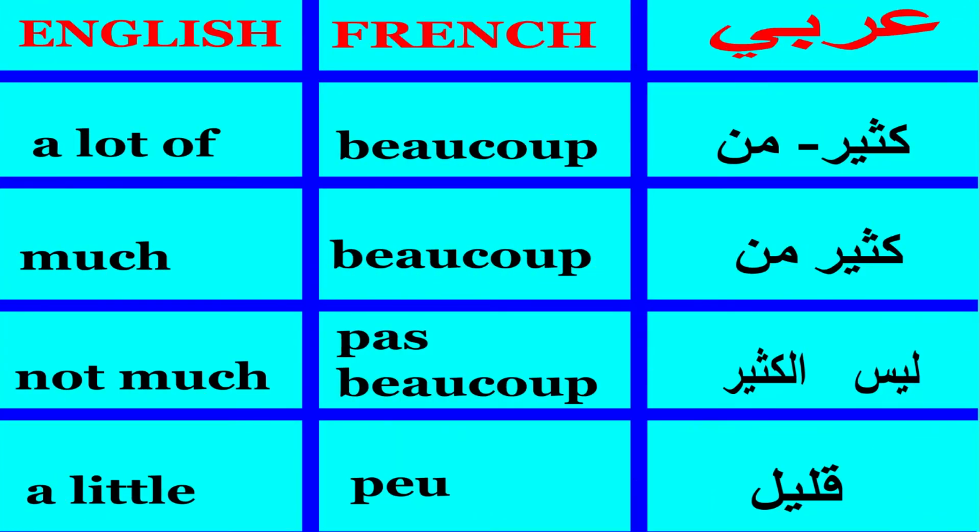Now let's have a look at some expressions used with the uncountables. In English we say a lot of. En français on dit beaucoup. بالعربي نقول كثير من. In English we say much. En français on dit beaucoup. بالعربي نقول كثير من. In English we say not much in the negative.